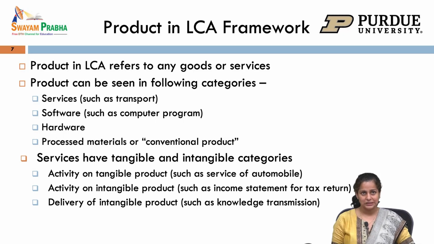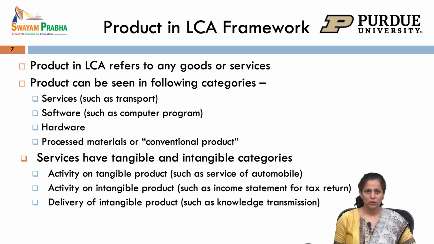Similarly, we can do an LCA of hardware, and of course, the easier ones are where we are talking about processed materials or conventional products. Among services, we also have tangible and intangible categories. So, a tangible product is such as service of an automobile, but an intangible one is something like an income tax statement. Anyone who is providing the service of an income tax statement, we can also do an LCA of that service.